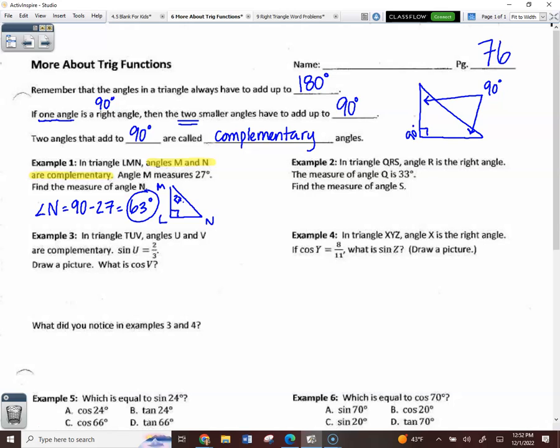The next one. Number 2. If angle Q is 33, then angle S is going to be what? 57. 90 minus 33, which is 57. Okay, now let's go to the next question.